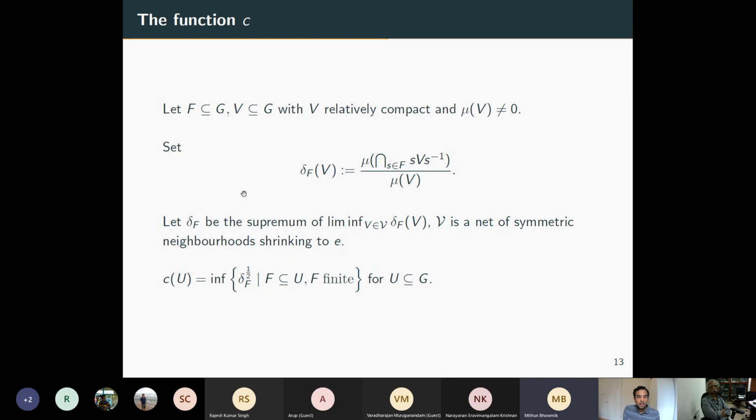Okay, so let me define what this function C is. As I said, it's measuring the failure of this almost invariant neighborhood property. So if you take a subset of the group and you take some neighborhood of it, so V in this case is supposed to be a neighborhood basis.